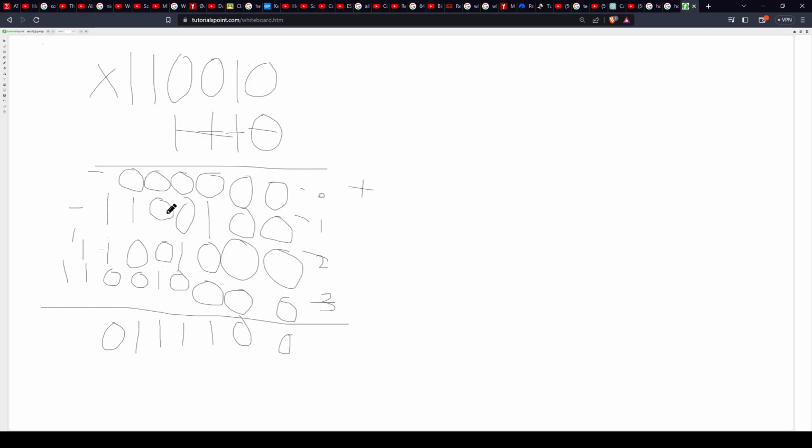1 plus 1 plus 0 is 2, so 0, carry the 1. 1 plus 1 plus 1, and carry a 1. That is 0, carry a 1. But we can't carry it anywhere here, so we have to bring it down here.